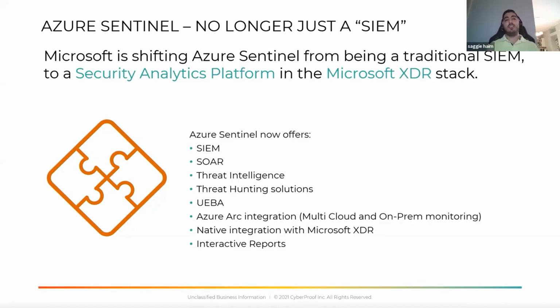As you may know, Microsoft is really investing in Azure Arc, which means multi-cloud. So we are no longer talking about only Azure. We are talking about AWS, GCP, and other clouds. We have on-prem monitoring, so we are extending our cloud to the on-prem. We have native integration with Microsoft XDR. We know that a lot of companies are really invested in Office and collaboration tools like Teams and SharePoint, so protecting those with Microsoft tools will let you enjoy a native integration. And of course, we have interactive reports that we will see next.